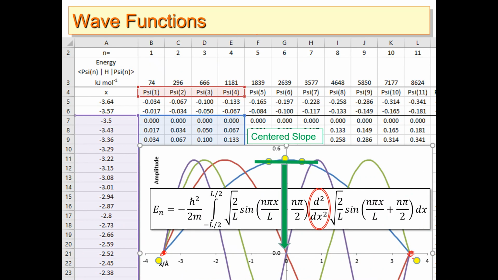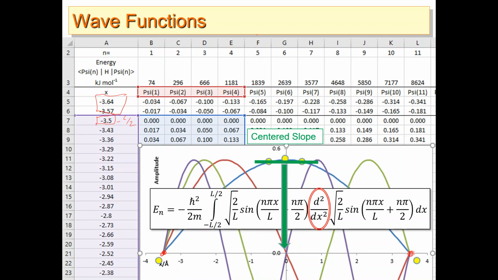And so you can kind of see that here we've got the extra 2 rows up here. That's these 2 rows here. In this particular example, my box length is 7, so I go from minus 3.5, which is minus L over 2. And so you see the 2 rows previous to that.